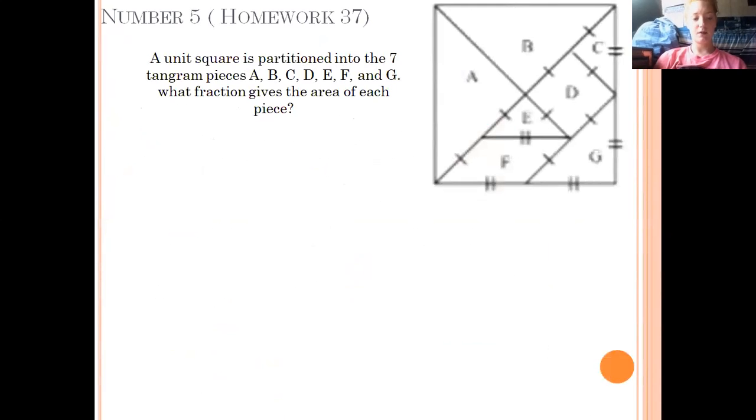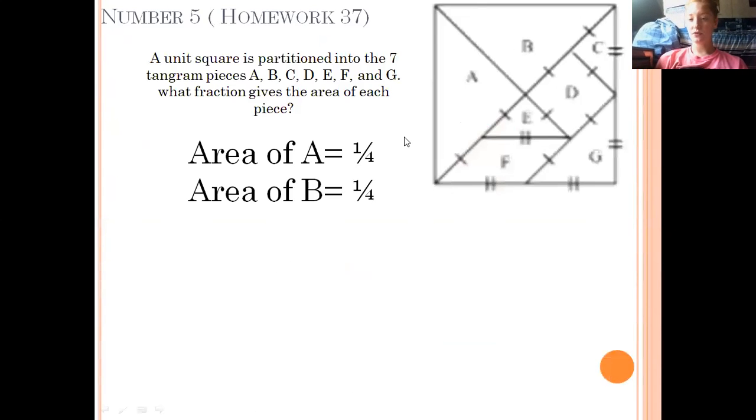Number 5 provides you with a square that's cut into different shapes, triangles and rhombi of different sizes. There are 7 pieces, guys, that we need to determine the fraction of the area that is being taken up by each piece. So we need to consider the whole as the square. So what fraction of the area of the square is A taking up? Well, A is taking up 1/4. It will take 4 of these triangles right here to cover up the rest of the square.